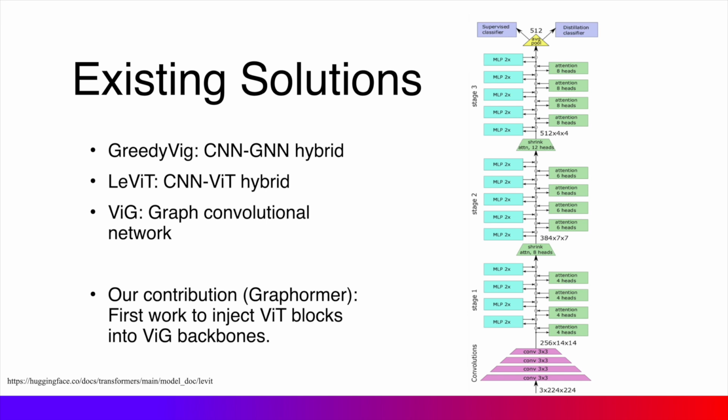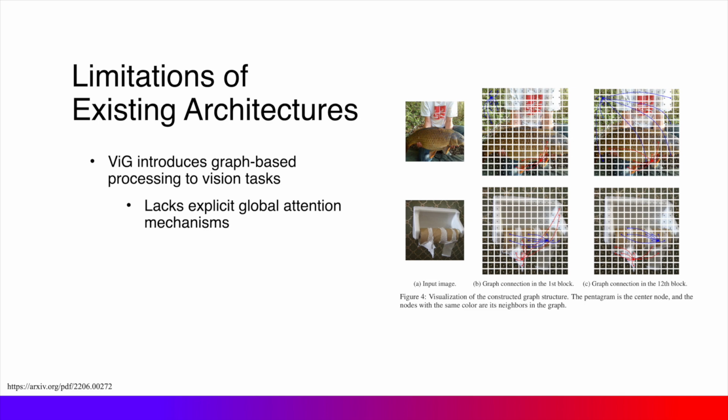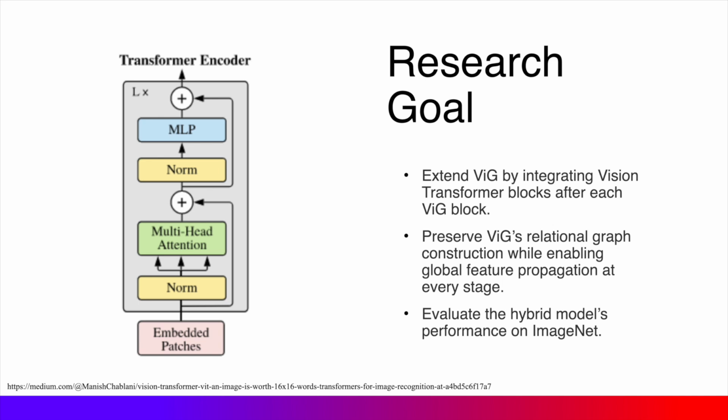Our contribution, the Graphormer, is the first to do so, targeting a more effective fusion of spatial structure and global context. Even state-of-the-art ViG models lack explicit global attention mechanisms. While they leverage graph-based reasoning, they miss opportunities to aggregate information across distant patches, crucial for understanding complex scenes. Our goal is to combine the structured relational reasoning of GCNs with the global aggregation capacity of vision transformers by injecting transformer blocks into the ViG backbone.